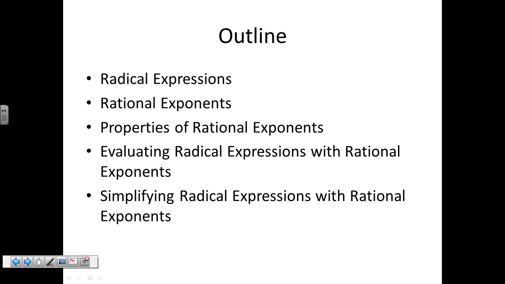Now our outline for this: we're going to talk about what a radical expression is and what a rational exponent is. We're going to take a look at properties of rational exponents. We're going to look at how to evaluate radical expressions with rational exponents, and then simplifying radical expressions with rational exponents.